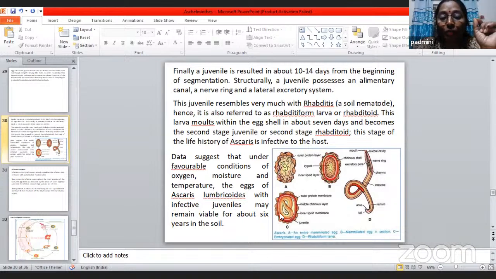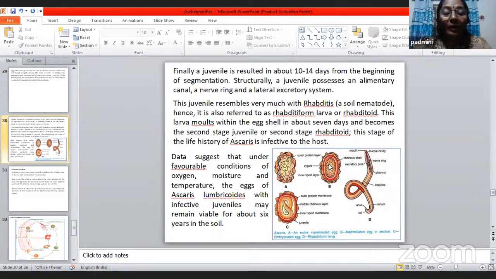So here, when the zygote forms a small worm-like structure, they become the first larval form. And the first larval form undergoes molting into the second larval form. When the Ascaris gets into the second larval form is when these eggs are infective. What happens? Once this enters the human, the development starts in the body of the human. Until then, they are waiting for a proper host to take them.